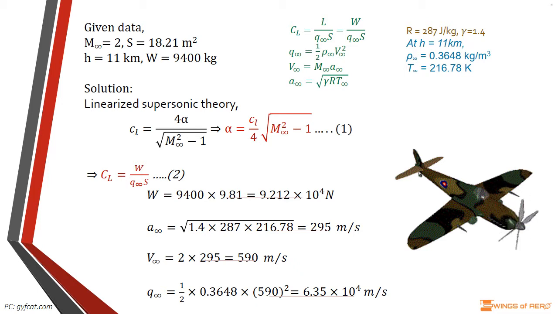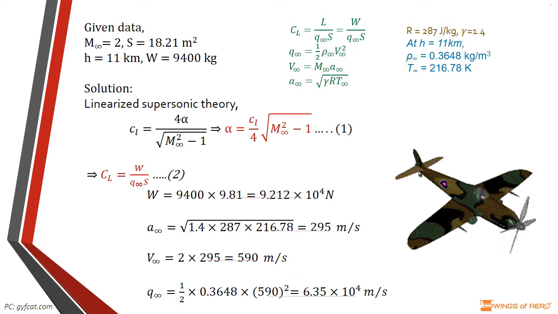From linearized supersonic theory, we can write small c suffix L equal to 4 alpha divided by the square root of M infinity squared minus 1, where c suffix L is the lift coefficient, alpha is the angle of attack, and M infinity is the Mach number. From this, we can solve for the angle of attack: alpha is equal to c suffix L divided by 4 into square root of M infinity squared minus 1, where we know the M infinity value, which is given in the question.